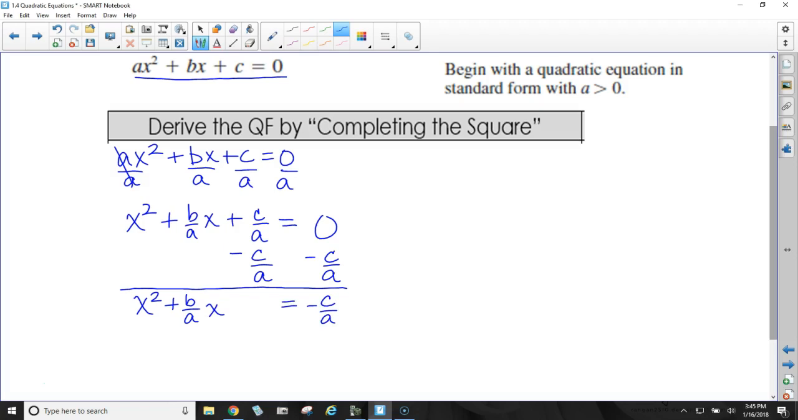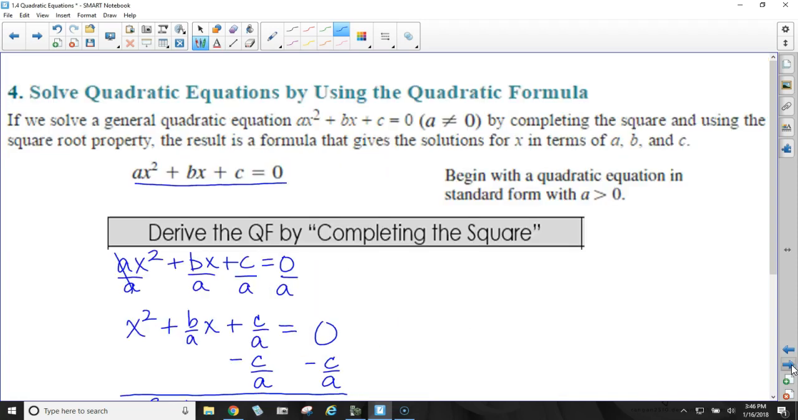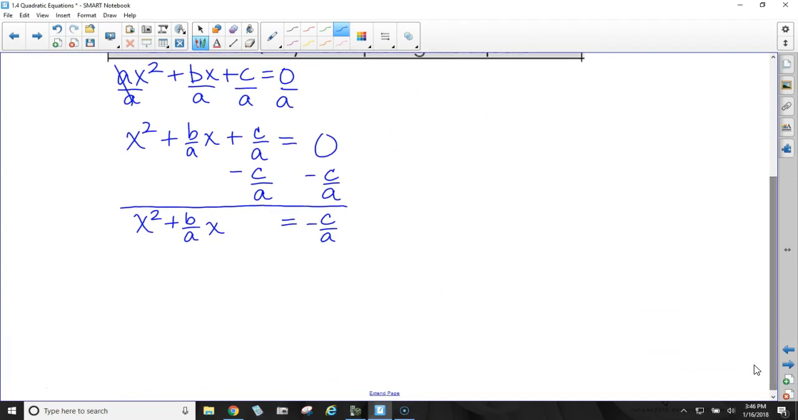And as we are going through this, if you would like to compare what we're doing with what we did on the last example, you'll notice that what we're doing when we derive the quadratic formula is the exact same steps as what we did in example 5. So this really should be nothing new. It looks a little bit different with having the a, the b, the c instead of numbers, but we are going to treat the a, b, and c just as we did numbers.